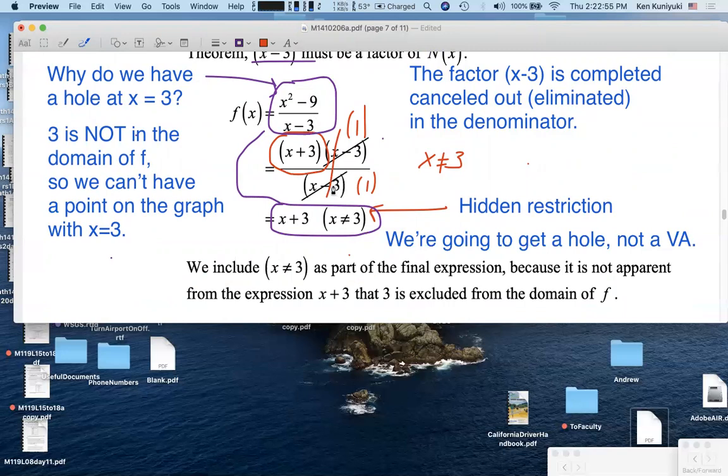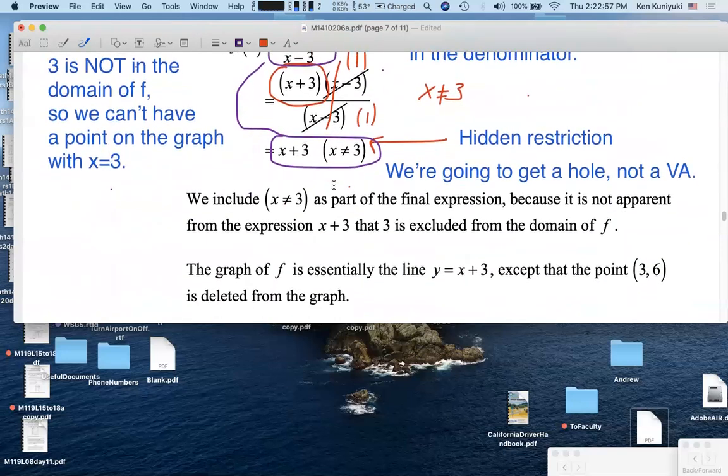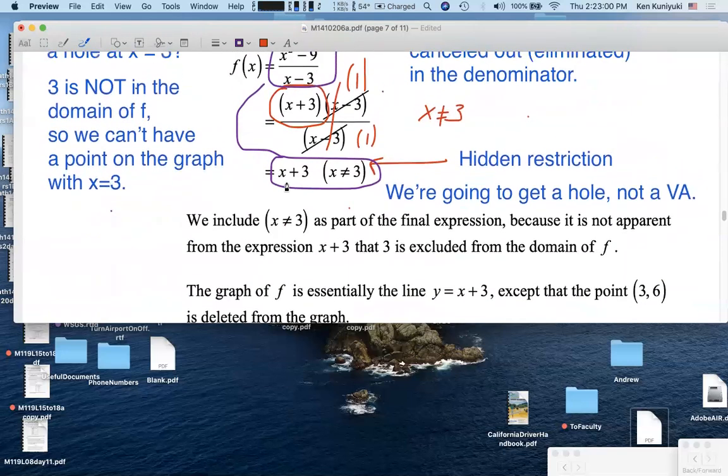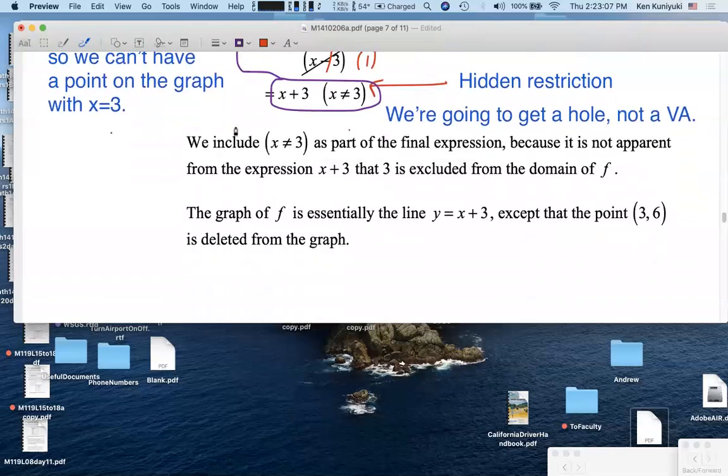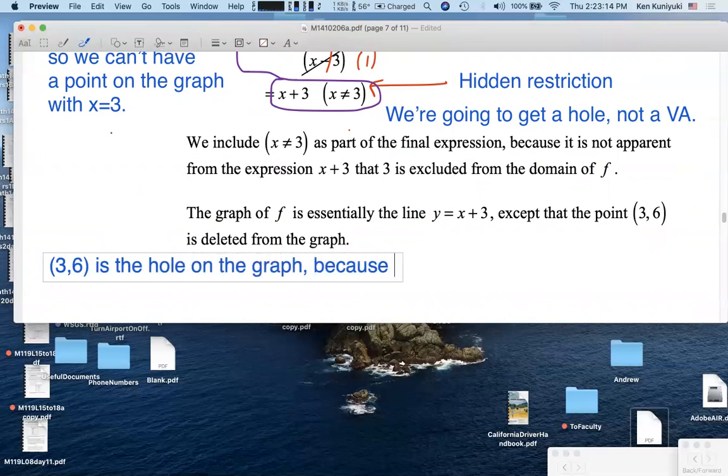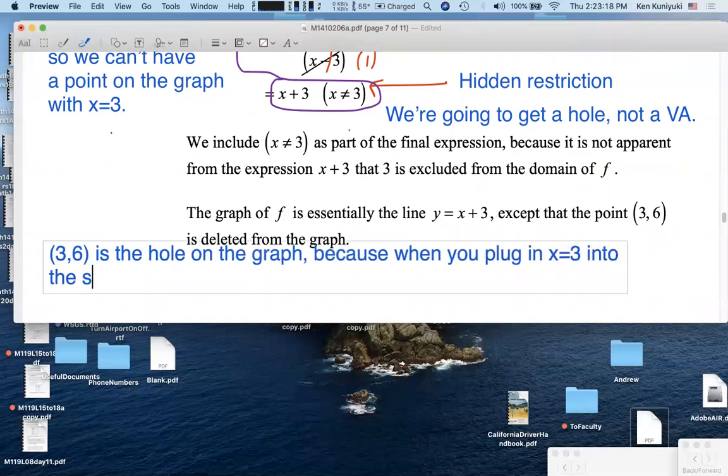How can we tell we have a hole at the point 3 comma 6? Well, it's a limit problem. To find the limit of f of x as x approaches 3, you take the simplified expression and plug x equals 3 into here. So 3 comma 6 is the hole on the graph because when you plug in x equals 3 into the simplified expression, x plus 3, you end up with 3 plus 3, or 6.